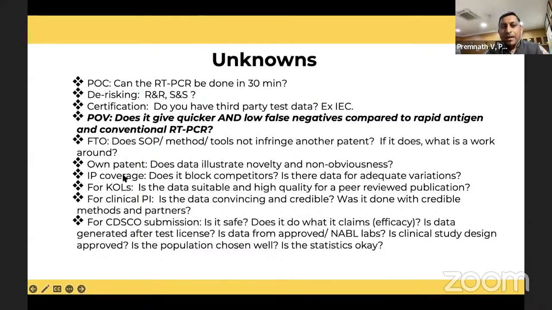Okay. IP coverage, does it block competitors? Is it defendable? Is there data for adequate variations? Have you tried out multiple variations and protected different possibilities?